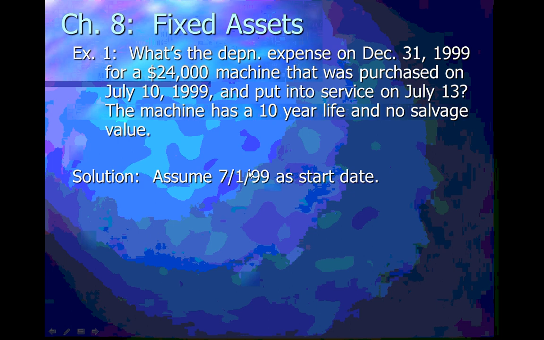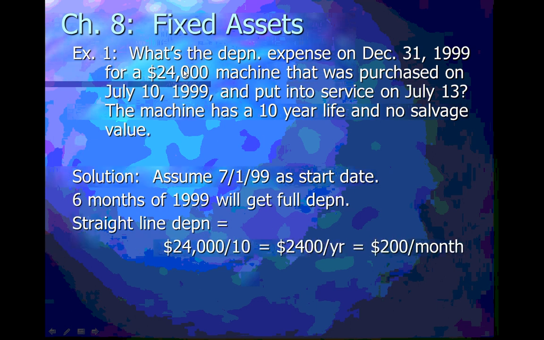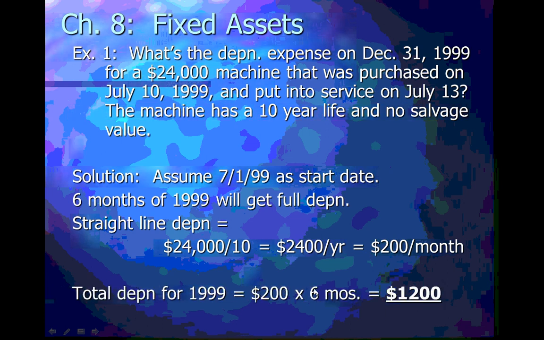So what's this look like? We're going to say we have July 1st as our start date. If this number here was July 16th, we would say August 1st is our start date. But it's in the first half of the month, so we go to the beginning of the month to keep it simple. So we're going to take 6 full months: July, August, September, October, November, December. Those 6 months, half a year. So we're going to get full depreciation for that. If we do straight line, it's 24,000 divided by 10. There's no salvage, so it's 2,400 per year or 200 a month. Therefore, 200 a month times 6 months, $1,200 is the depreciation expense we would write on the books on December 31st, 1999 at the end of that fiscal year. So that's how you do that. But the key thing is you understand that monthly convention.